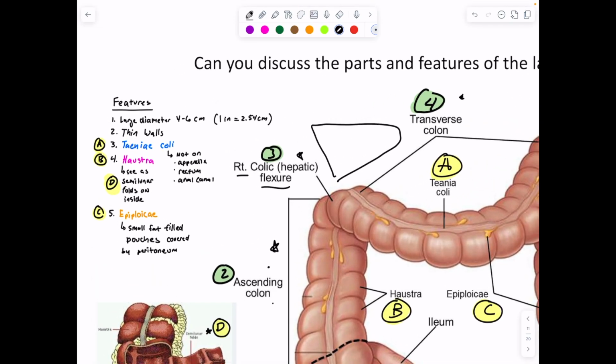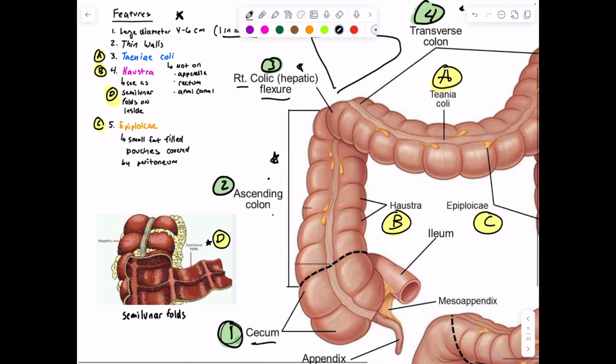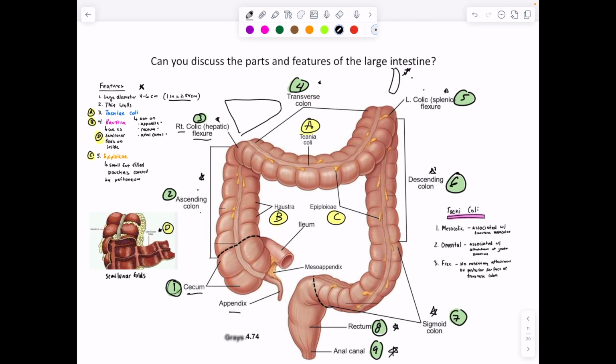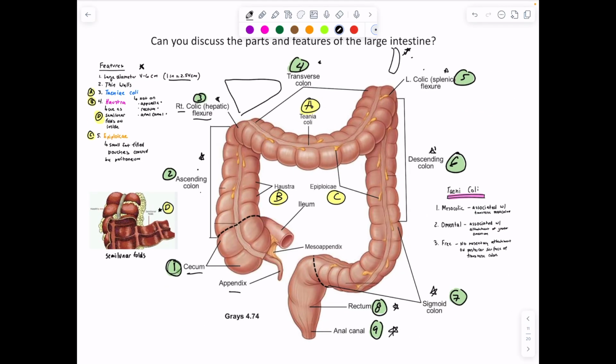We have this very large lumen, large diameter, 4 to 6 centimeters, with 1 inch being 2.5 centimeters. It's got thin walls. It has our 3 taeniae coli instead of the continuous longitudinal layer that we saw in the small intestines. The taeniae coli are not present on the appendix, rectum, or anal canal. The appendix has a complete circular band, as all 3 of our taeniae coli merge on the appendix to give a complete circular band of longitudinal muscle. And then in the rectum and the anal canal, you just have the disappearance of the taeniae coli overall.